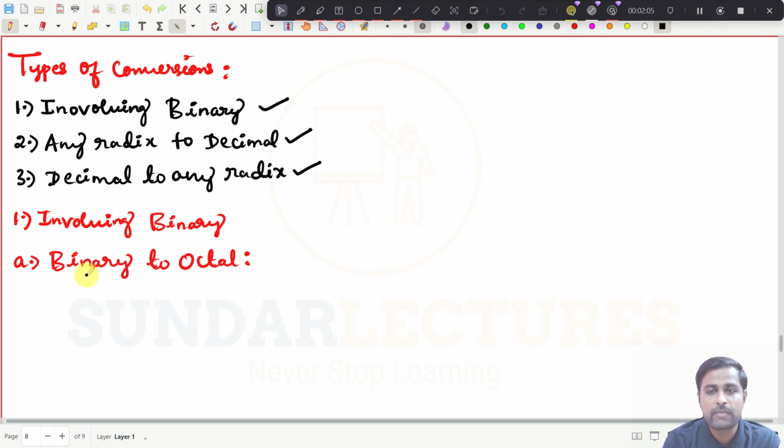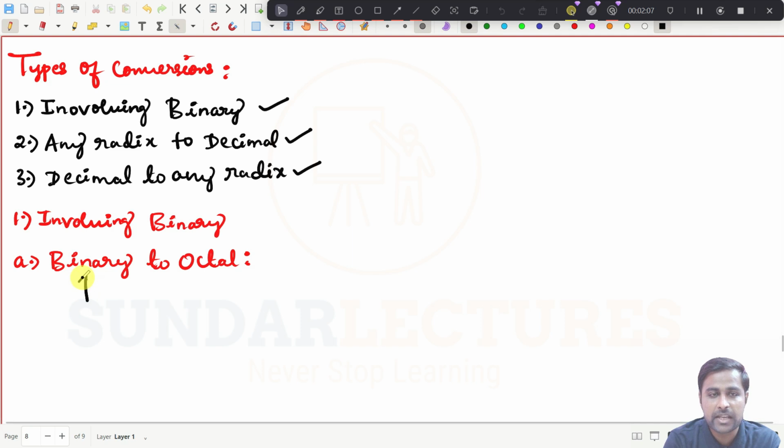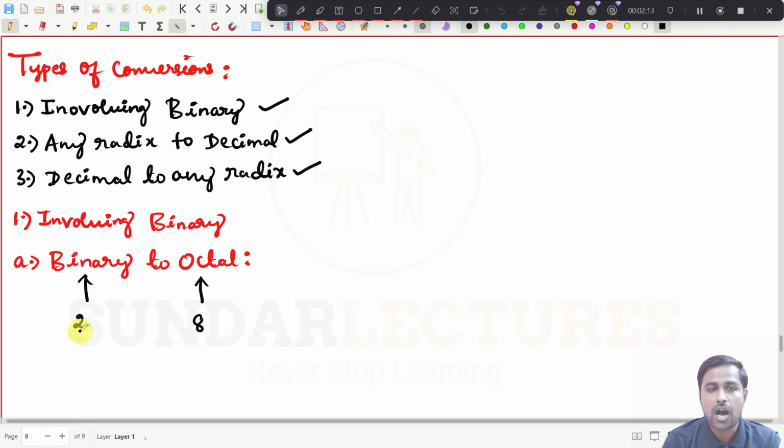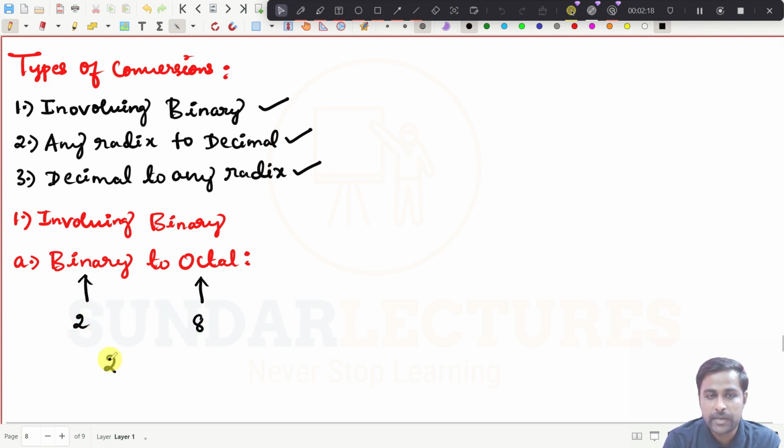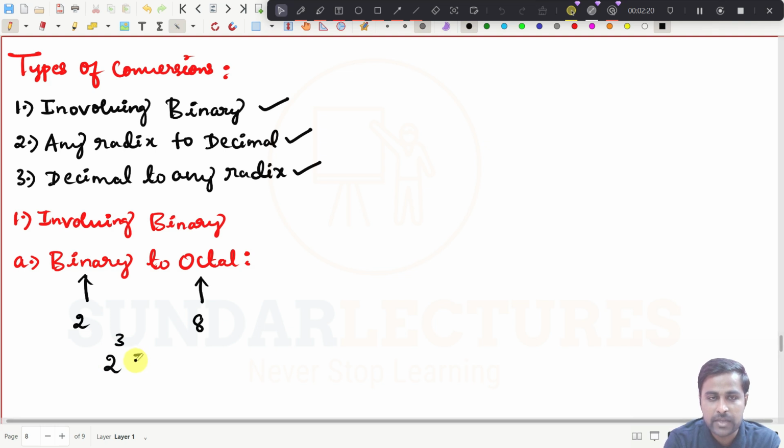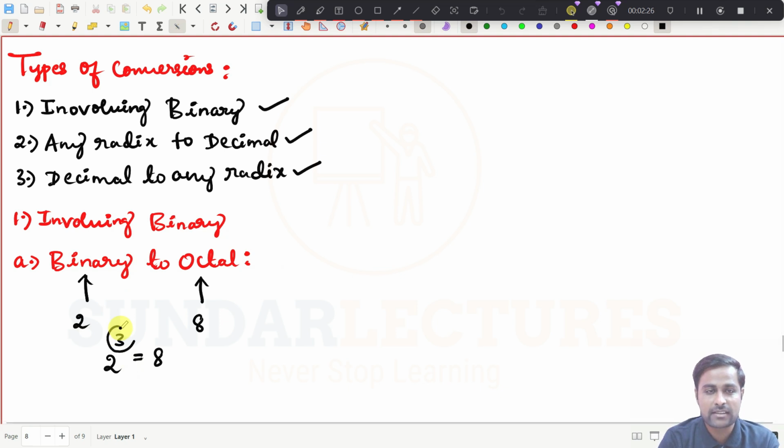What is the base of binary? The base of binary is 2. What is the base of octal? It is 8. Try to understand. How does 2 become 8 now? How does 2 become 8? 2 power 3 is equal to 8. Right? So, now you have to understand this 3. That is very important.